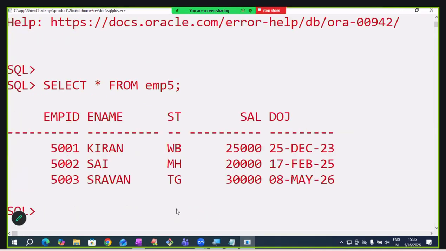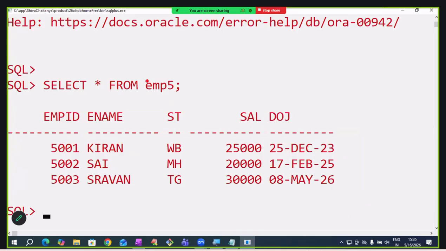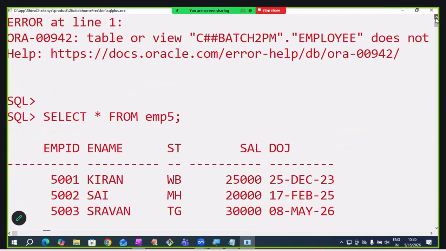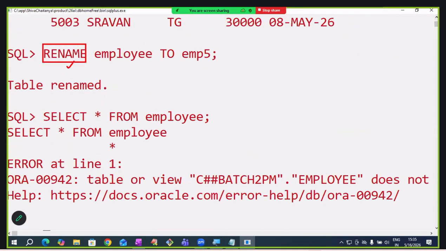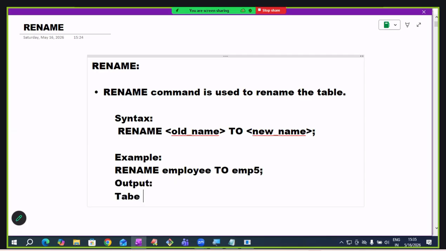EMP5. Observe here. Same data I'm getting. So the employee table name changed to EMP5. So interviewers ask like this: how can you change the table name? Using the rename command, it is possible. This is about rename. That's it, sir. Rename, old name employee, to, new name EMP5. It is giving output as table renamed. So if we want to rename the table, use the rename command. What was the old name? What is the new name?